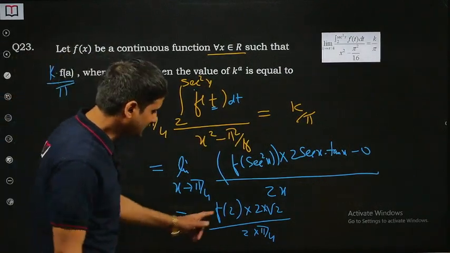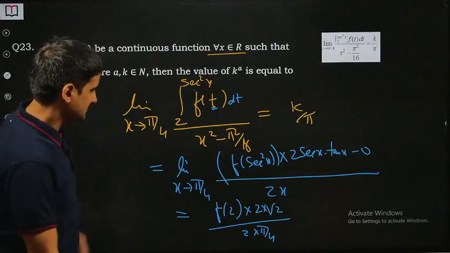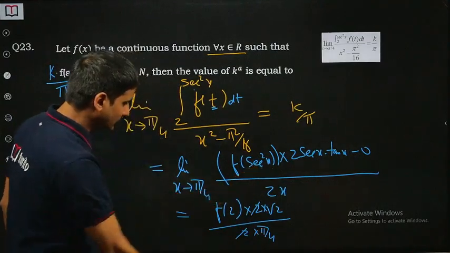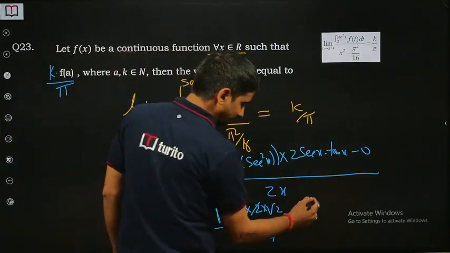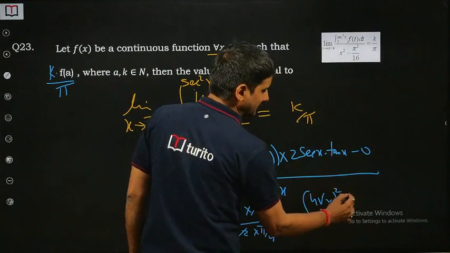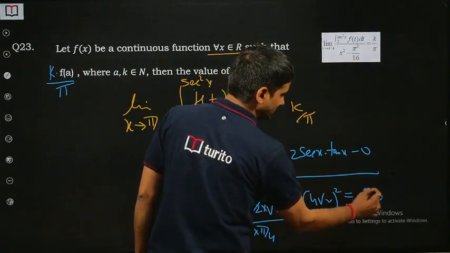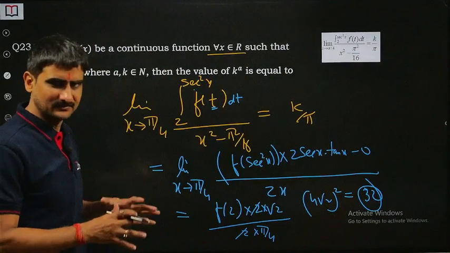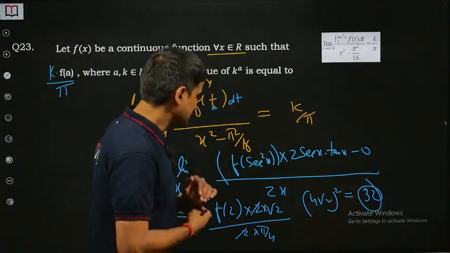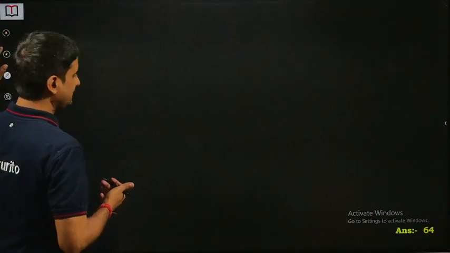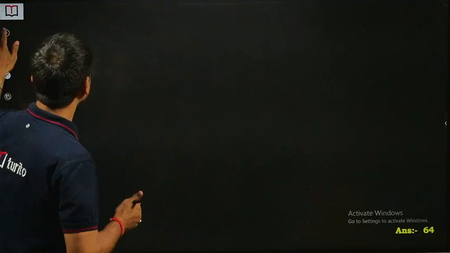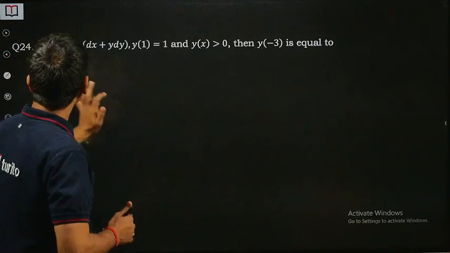Now compare it. a is 2, and then k is 4 root 2, and pi is pi. So k raised to the power a, so 4 root 2 raised to the power 2. So this is 16 into 2, 32, if I'm not wrong. Just check it out. You all should check it out. So that's what we will get. The calculation might differ, they have 64. Just check it out yourself, bachcho, whatever we get. Now moving to the second last question.